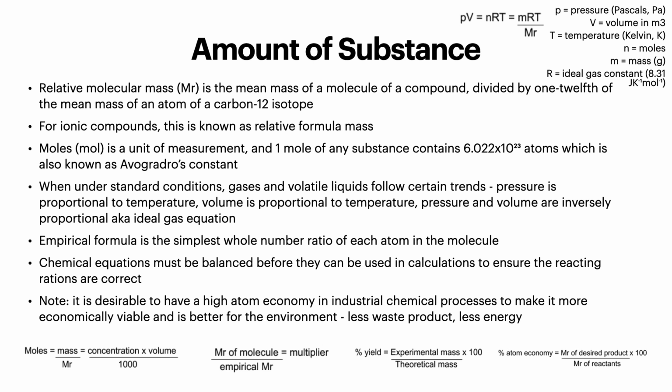Moles is a unit of measurement, and 1 mole of any substance contains 6.022 times 10 to the power of 23 atoms, which is also known as Avogadro's constant. This is something you should know from GCSE chemistry, but obviously you might need a little refresher.